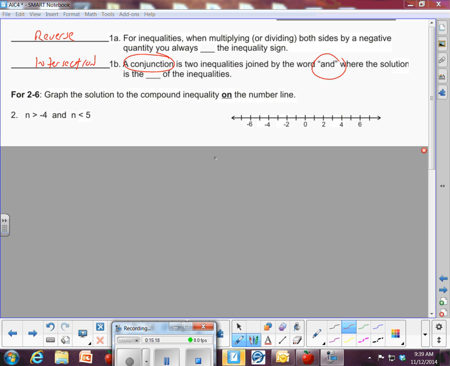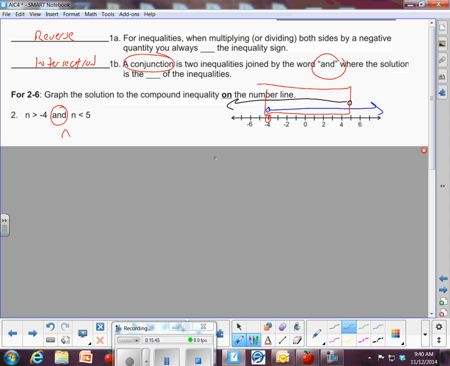Okay, so when you look at number 2, if you graphed it, you would graph a circle over the -4, arrow to the right, circle over the 5, arrow to the left, and you would say, hey, this is a conjunction. I need the intersection. Where do they intersect? Right in here. Circle over the -4, line to the 5. Okay, how many got that correct? Okay, conjunction. Any questions on that?